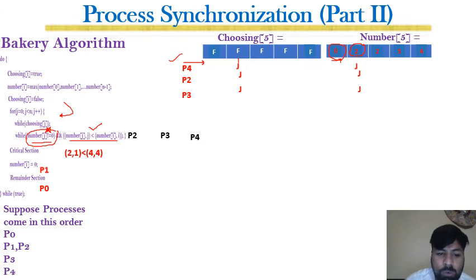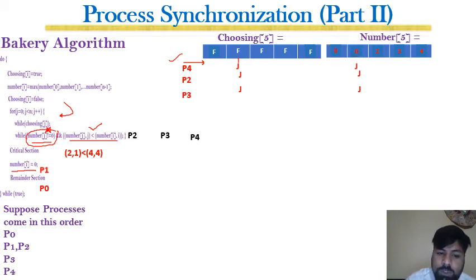Once P1 moves ahead, it sets number at i equal to 0, it means that number at 1 equal to 0, right? This is number at 1, this should be set to 0. So you can see here that this number is now 0.